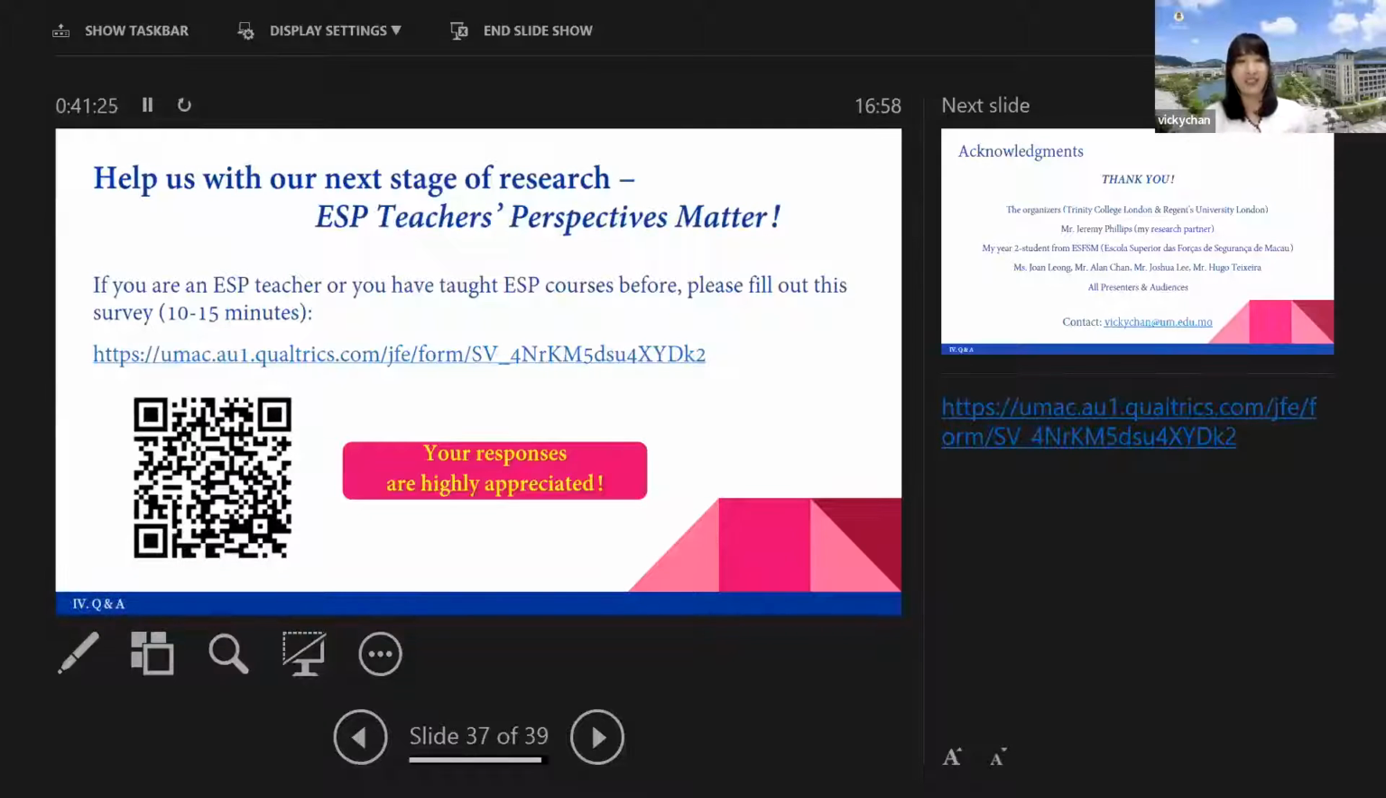As I mentioned, this is just my pilot study, and I would like to also know more about how ESP teachers think of ESP teaching. So if you have some time after the talk, you are welcome to scan this QR code to tell us more about your view, so that I can share more with you guys in the future.